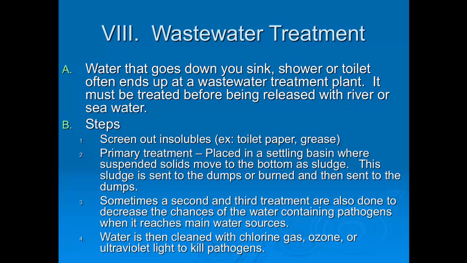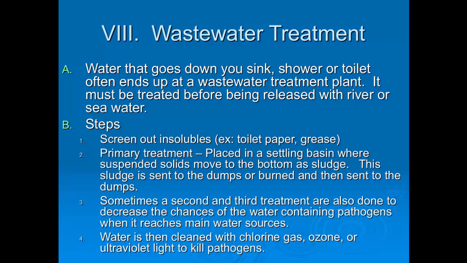First, you screen out all the insolubles, toilet paper, grease, things people have put down the drain. And then you do primary treatment, which is where you put it in a basin, and the suspended solids are moved to the bottom as sludge, and the sludge is taken out and sent to the dumps, or it's burned.